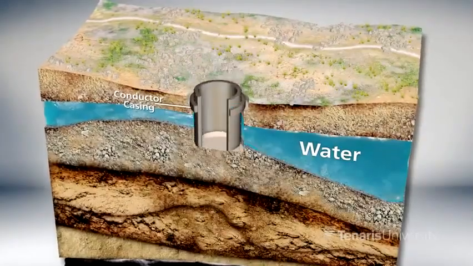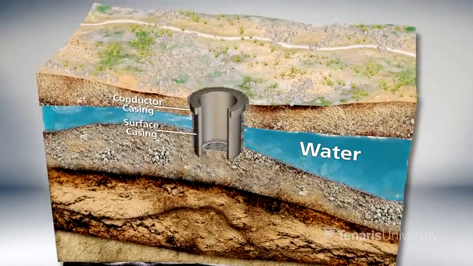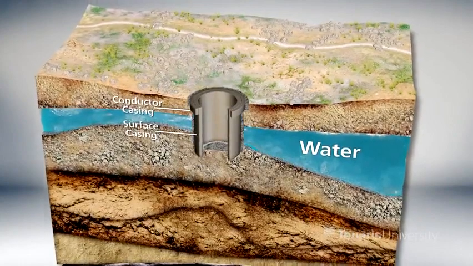This conductor can be driven by a pile driver, that is hammering, or simply running and cementing after that section of the hole has been drilled. We continue drilling and we run what is known as surface casing. This string prevents the cave-in of unconsolidated, weaker near-surface sediments, and it fundamentally protects the shallow freshwater sands from contamination.